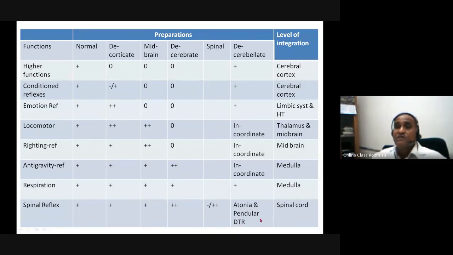What is this pendular deep tendon reflex? When you hit the patellar tendon, there are oscillations of the quadriceps muscle contractions and the lower limb, and usually we will have 2 to 3 oscillations, not more. But in case of cerebellar lesions, the corrections are not happening. These oscillations go on more than 4. This is called a pendular reflex, as if it becomes like a pendulum. So this is the decerebellate animal.